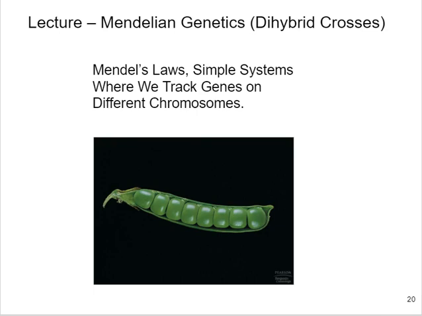Again, we're sticking to simple genetic systems where we're tracking genes that are on different chromosomes, where the genes are in two possible allelic variants. One is fully dominant to the other.